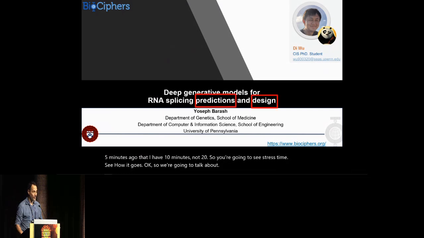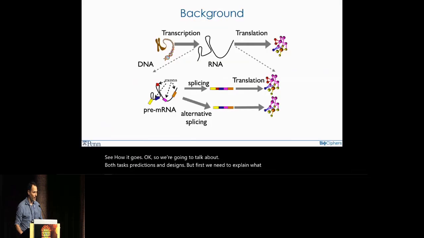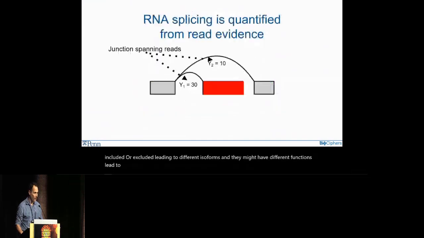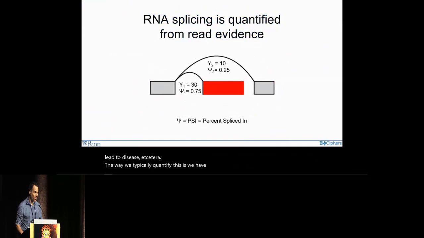Okay, so we're gonna talk about both tasks, predictions, and designs, but first we need to explain what RNA splicing is. In general, we have DNA transcribed to RNA and then translated if it's coding for proteins. We care about alternative splicing, where the exons, those colorful rectangles, are spliced together to produce different isoforms that can be translated. Like this exon can be included or excluded, leading to different isoforms, and they might have different functions, lead to disease, etc. The way we typically quantify this is we have junction spanning reads in RNA sequencing that can quantify this red exon inclusion or exclusion.